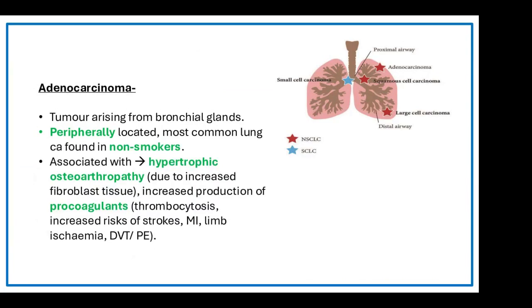And this is also associated with hypertrophic osteoarthropathy, which is essentially a triad of inflammation of the connective tissue around the bones, clubbing, and tenderness over the joints and bones as well. This cancer is associated with releasing some procoagulants, so basically increasing clotting factors. So depending on where they are in the body, it can cause symptoms. So it can increase the risk of strokes, MI, limb ischemia, DVT, or PE as well.